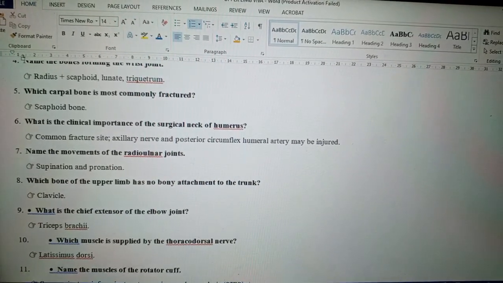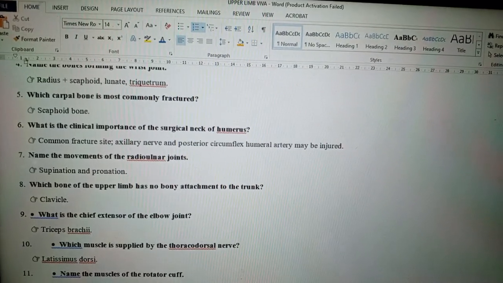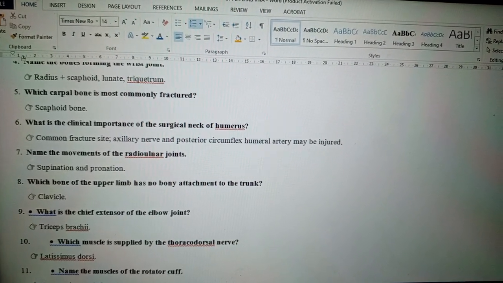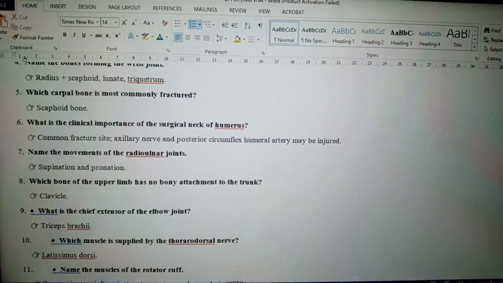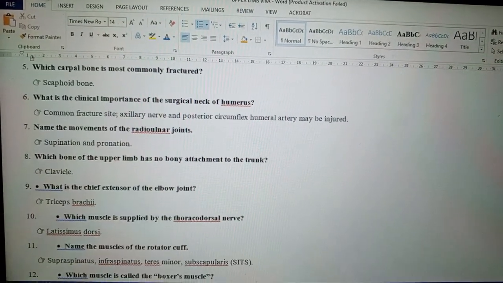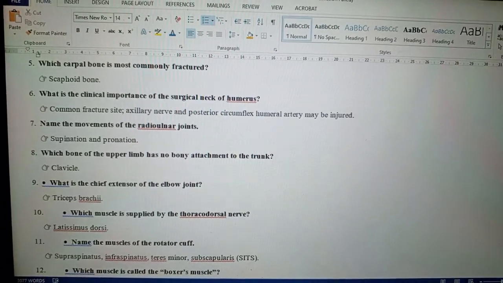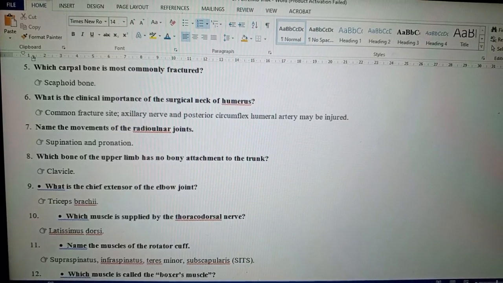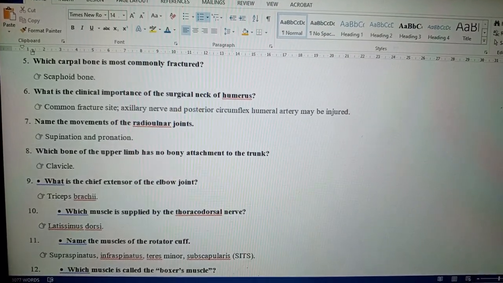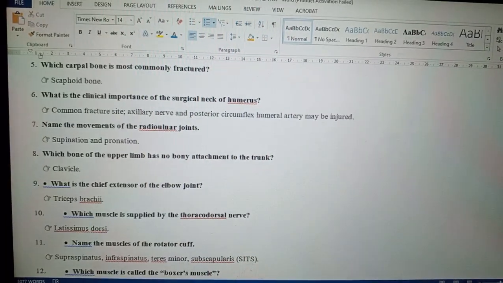What is the clinical importance of the surgical neck of the humerus? It is a common fracture site, and the axillary nerve and posterior circumflex humeral artery can be damaged at that point. Another important question that can be asked in the exam: at the mid shaft of the humerus, the profunda brachii is present. Name the movements of the radio-ulnar joints: supination and pronation.